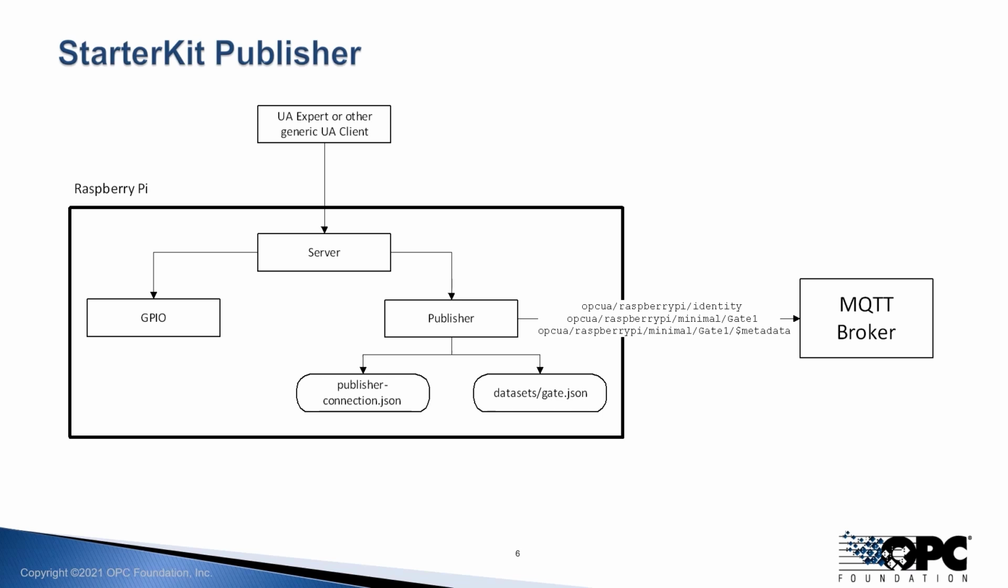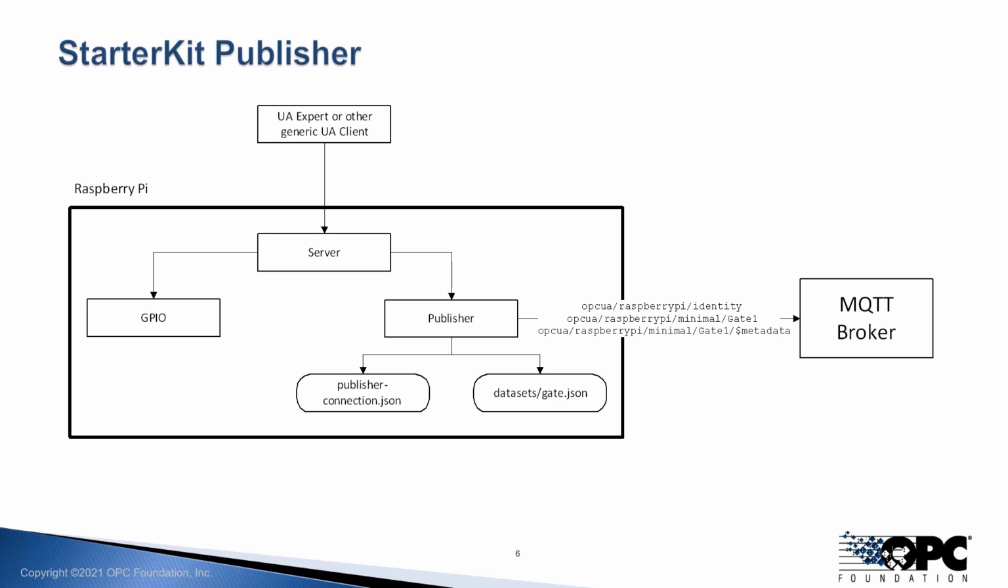Now, because of the nature of PubSub, all publishers need to be pre-configured. So to sort of simulate this situation, the configuration of the publishers are in the dataset and the connection JSON files. The contents of these two files are completely defined by the OPC UA specification. It's all part of Part 14. And there's a binary and a JSON version of it, which is probably not relevant for our examples, but the JSON version is what's being used in the sample.